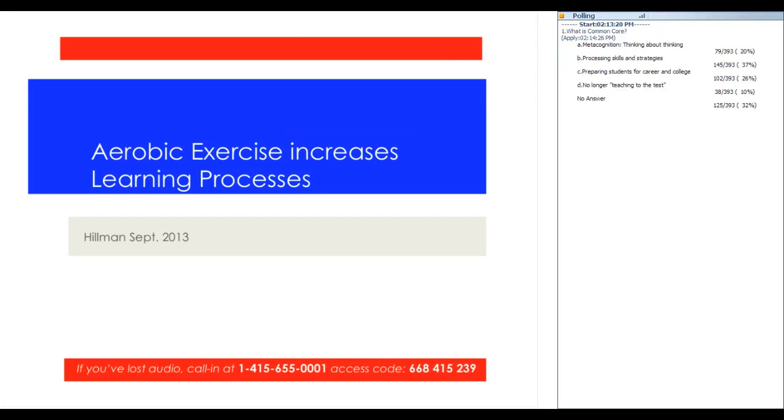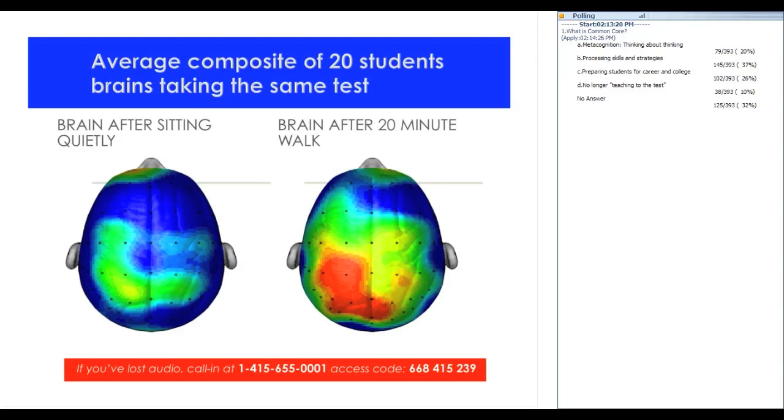Dr. Hillman, who is from Illinois, did research on how aerobic exercise increases learning. Look at the link there. This was in 2013. You may have seen these pictures before, but these are SPECT scans of brain activity. The more vibrant the colors, the yellow, orange, red, that means more activity in the brain is available. These are the same kids that they were doing the SPECT scan on.